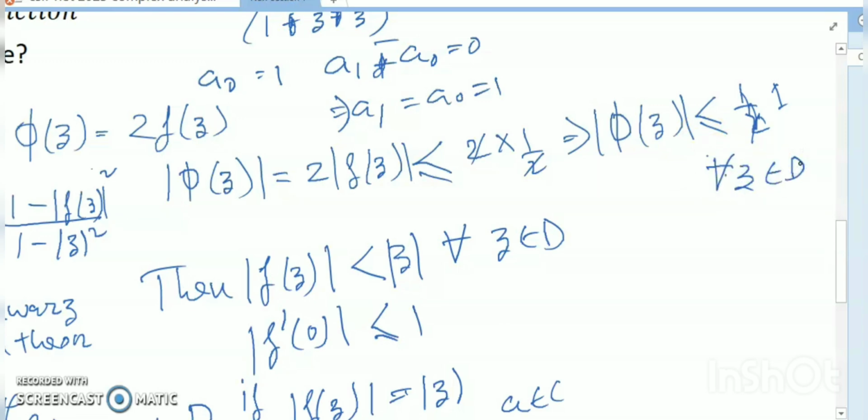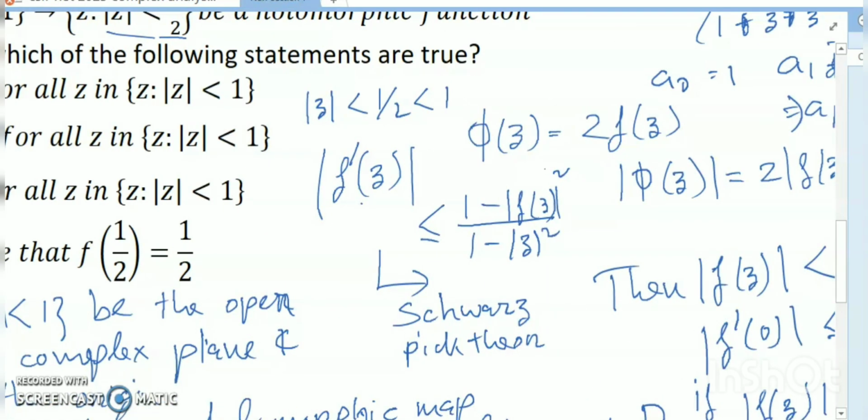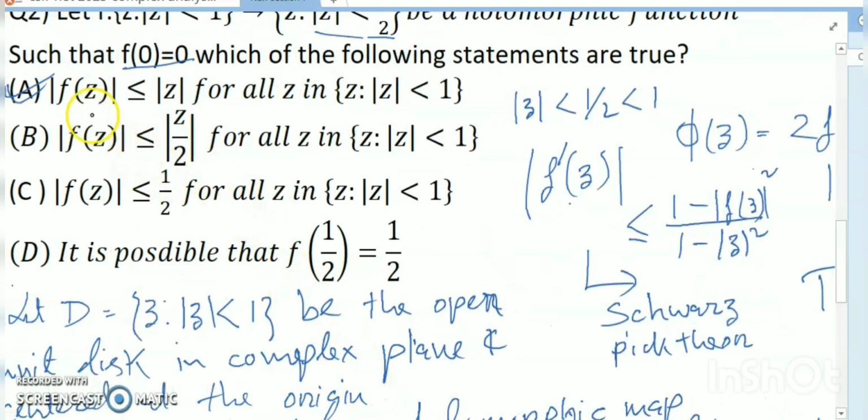So according to the Schwarz lemma, phi(z) equals z, so 2 f(z) equals z, so f(z) equals z by 2. Friends, I hope it is clear. This is correct. And now mod of f(z) is less than or equal to half.